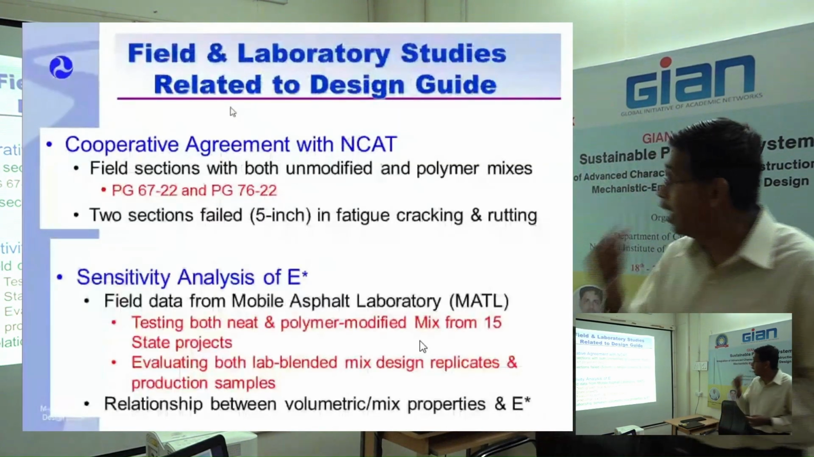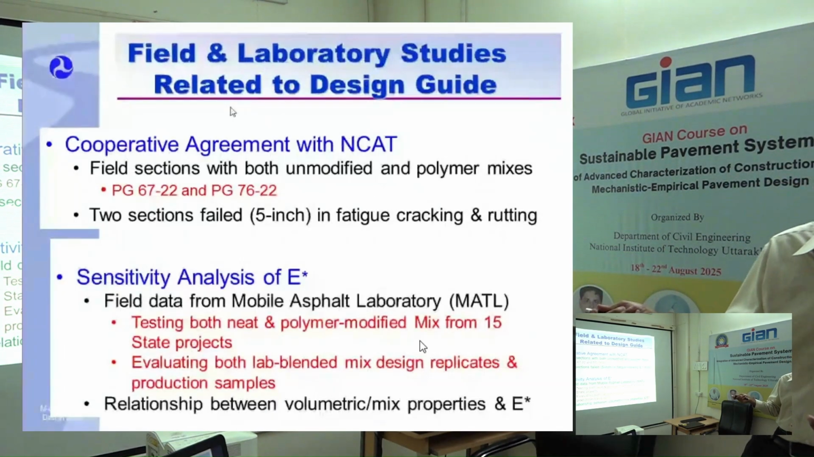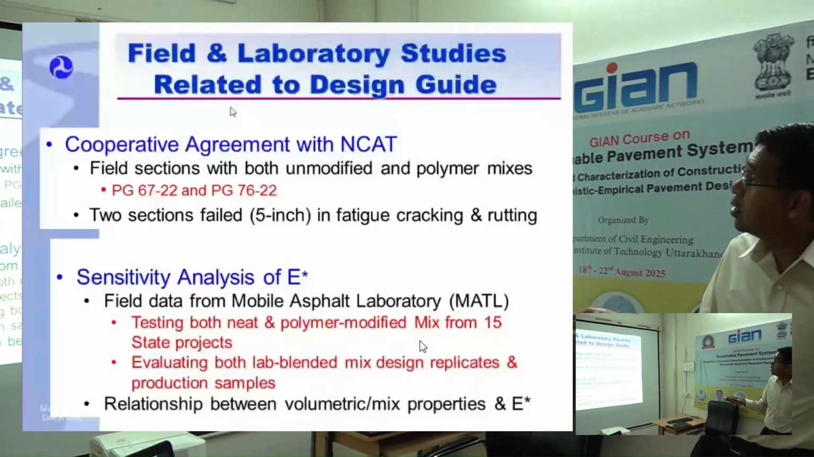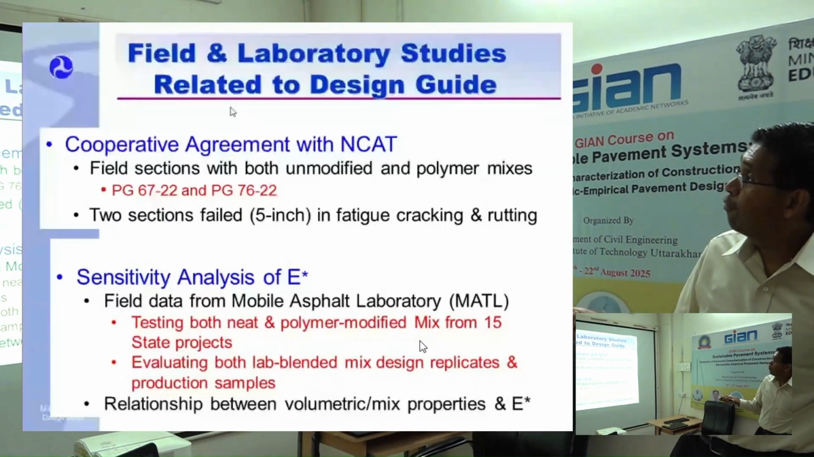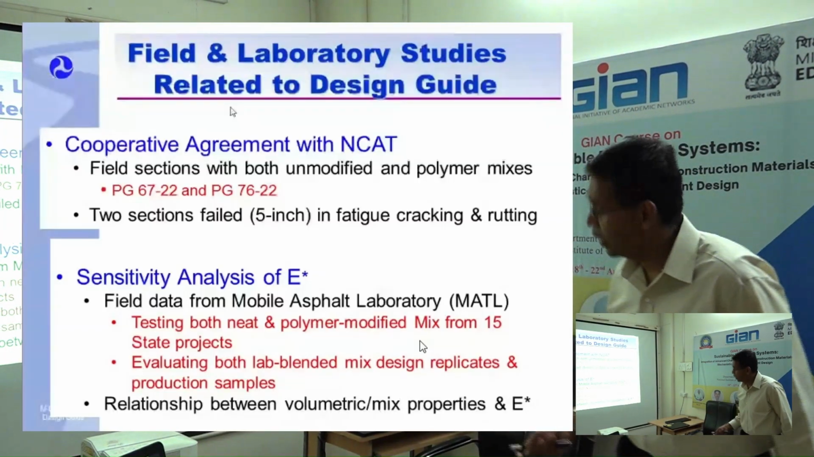All right, so now some very interesting data I'll show you. Field sections for both unmodified and polymer mixes, PG 76-22. Two sections failed, 5 inches thick, in fatigue cracking and rutting, and they did some testing. I'm going to show you some data.